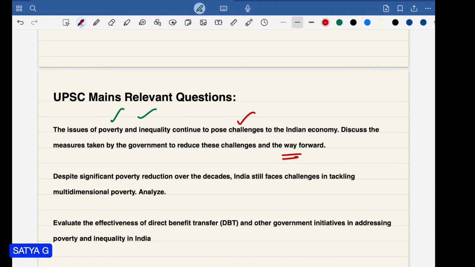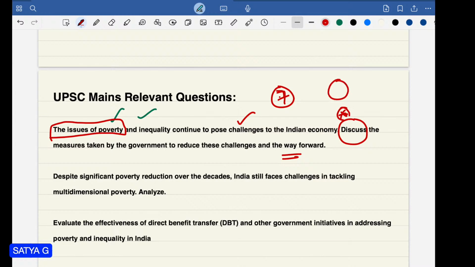So friends, the issue of poverty and inequality. Whatever is there, give them in the same relevant structure, and finally give importance to what they are mentioning: discuss the measures taken by the government of India. So what are the measures they are giving, they are stressing the measures.